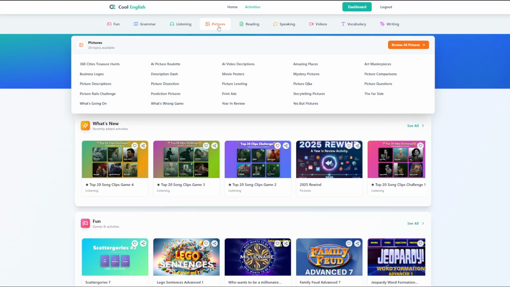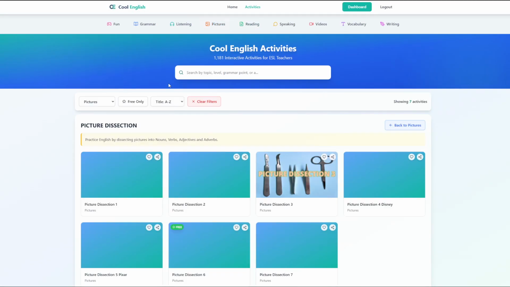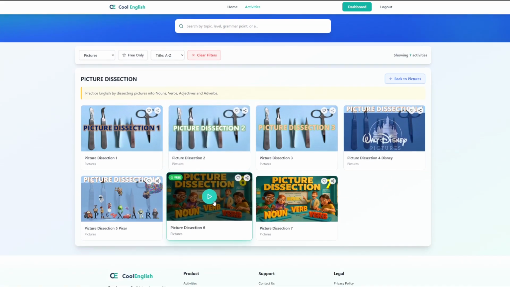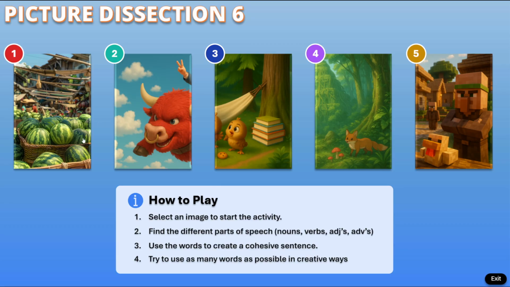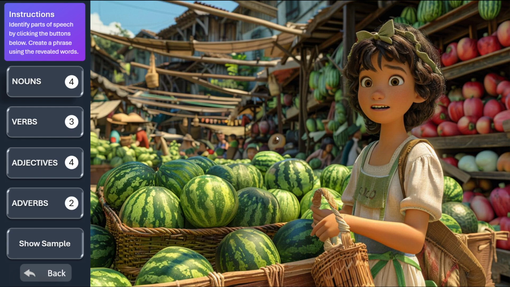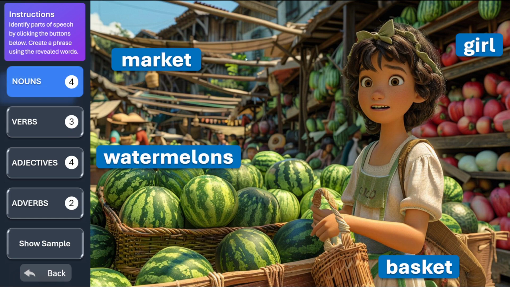Hello. Today we're going over something really interesting. I call this Picture Dissection. And this is a fun game where you kind of take apart a picture and learn the different parts of the sentence. So for example, we have this picture and we're looking for the nouns. We see there are 4 nouns we're trying to identify. There's a girl, there's a market, there are watermelons, and there's a basket.